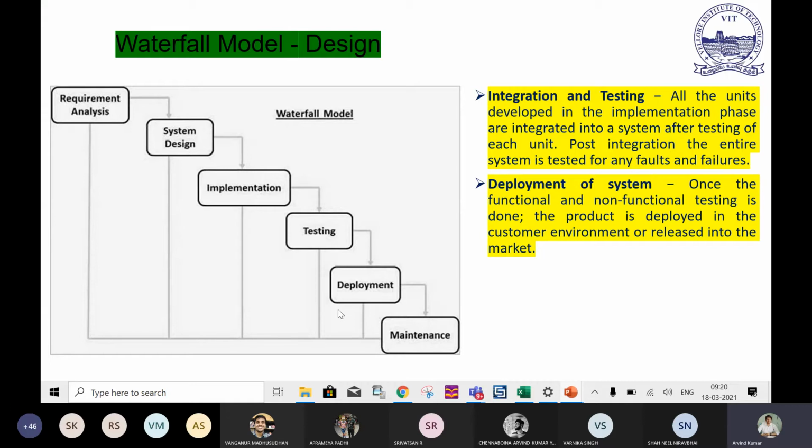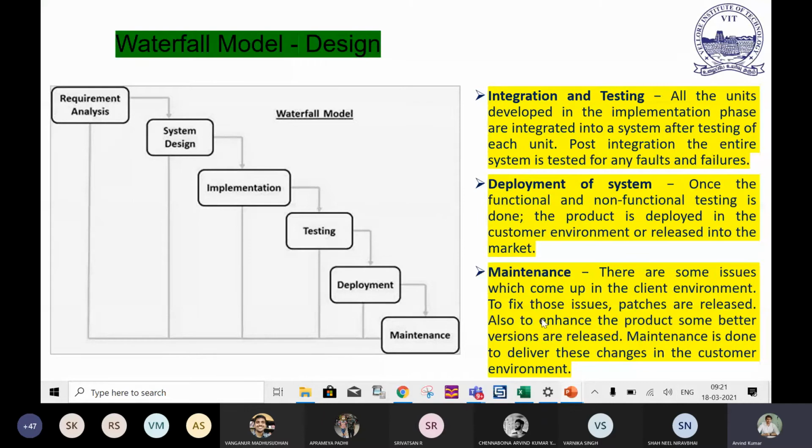Maintenance, what is maintenance? There are some issues which come up with the client environment. To fix those issues, patches are released. Also, to enhance the product, some better versions are released. The maintenance is done to deliver the changes to the customer environment.